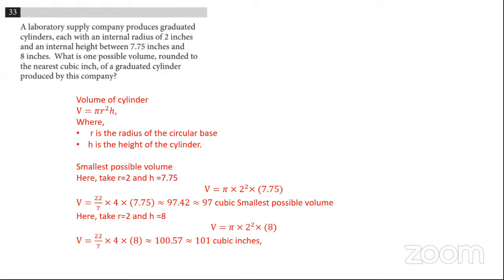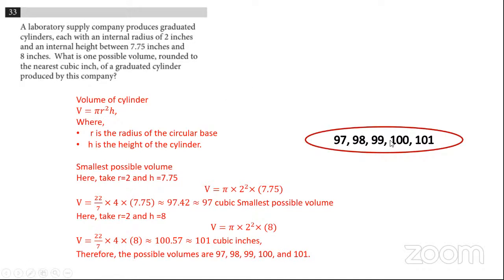So we have the smallest possible volume to be 97 and the largest possible volume to be 101. If you give any answer between 97 and 101, including these two, that could be taken as the correct answer. So the possible solutions are 97, 98, 99, 100, 101. If you give any among these, you will be graded correct.